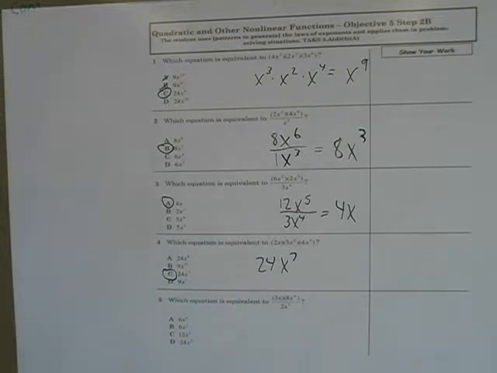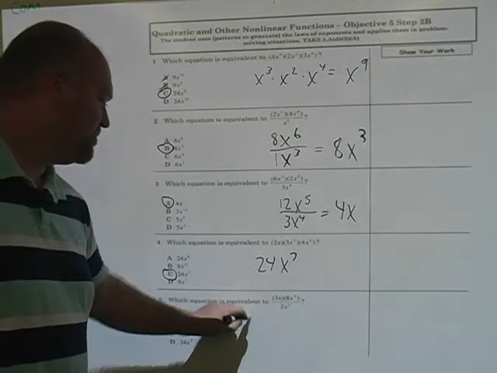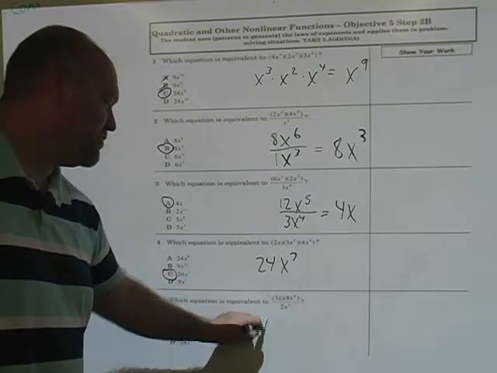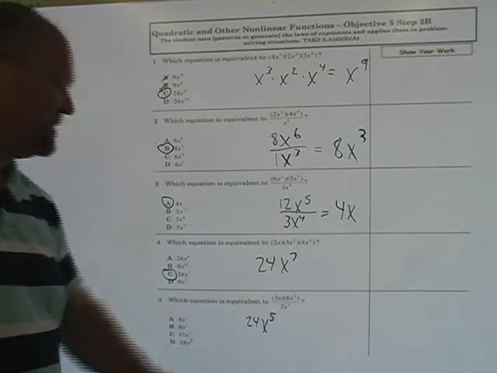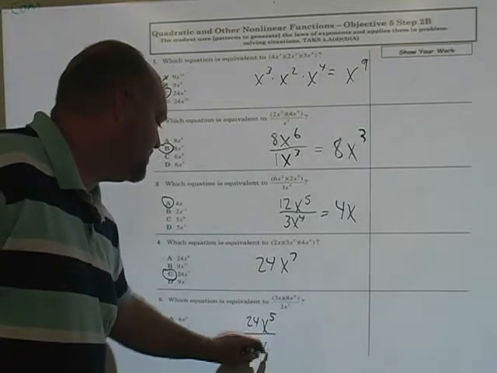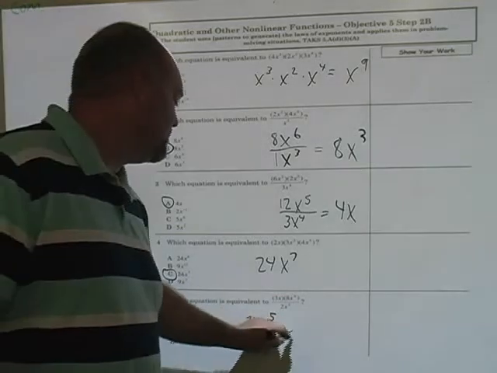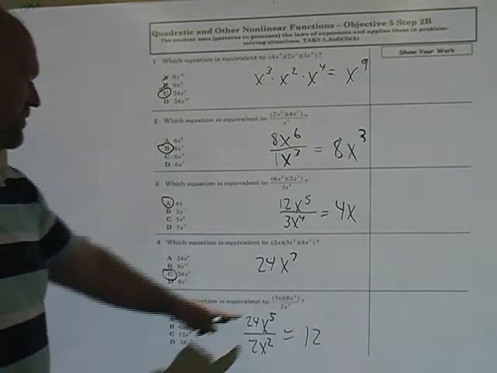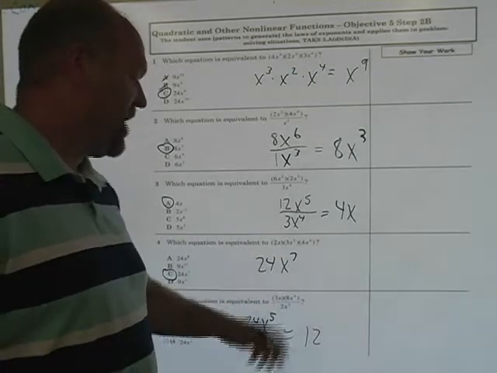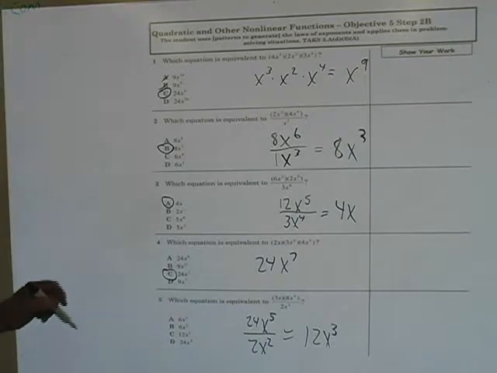Number 5. 3 times 8 is 24. x to the first times x to the fourth is x to the fifth over 2x squared. 24 over 2 is 12. x to the fifth over x squared. Subtract the exponents. x to the third.